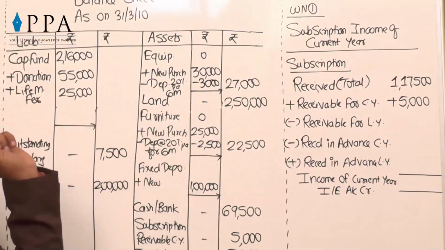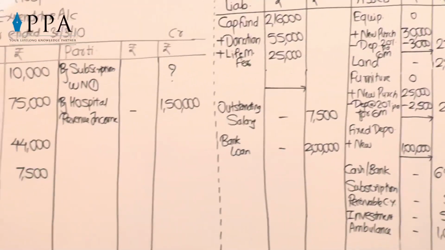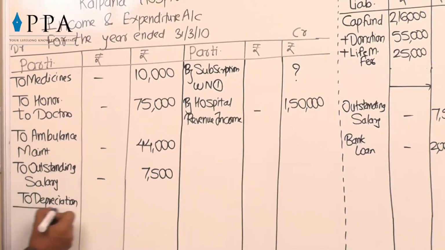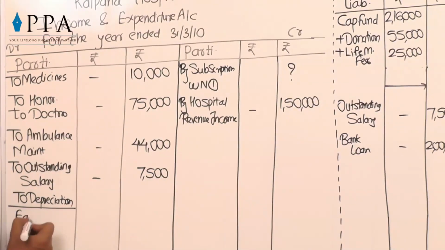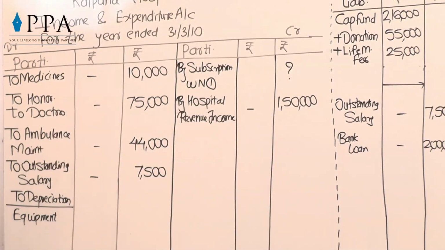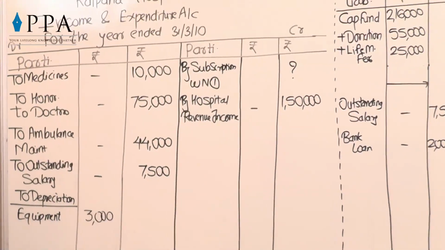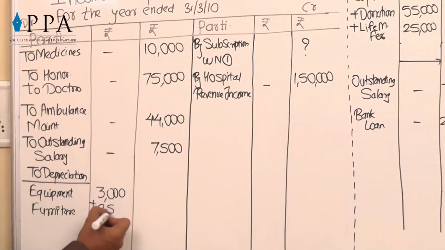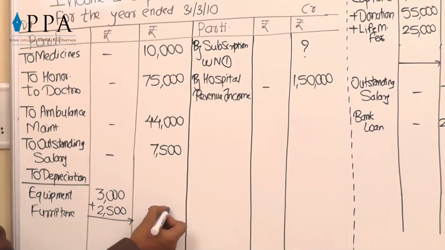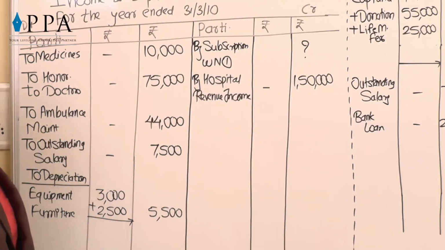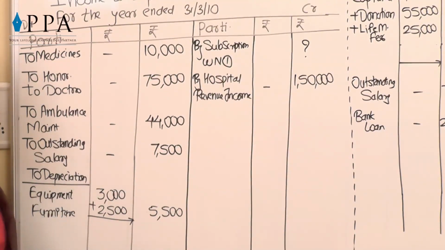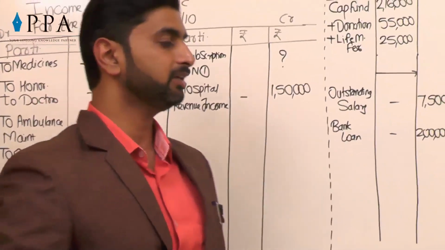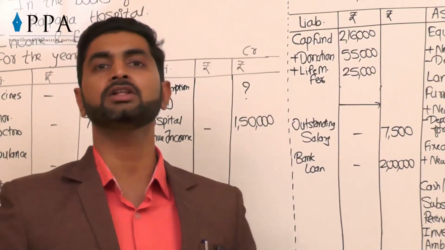So second effect will go to the income and expenditure account, debit side, to depreciation. Underline. First was equipment. Amount of equipment depreciation was 3,000. Second was furniture, 2,500, outer column 5,500. So first, depreciation of assets: first effect, less from assets; second, the income and expenditure account debit side. Now moving towards the adjustments, if any: first done, second done, third, fourth, fifth, sixth, seventh. All the adjustments are over.